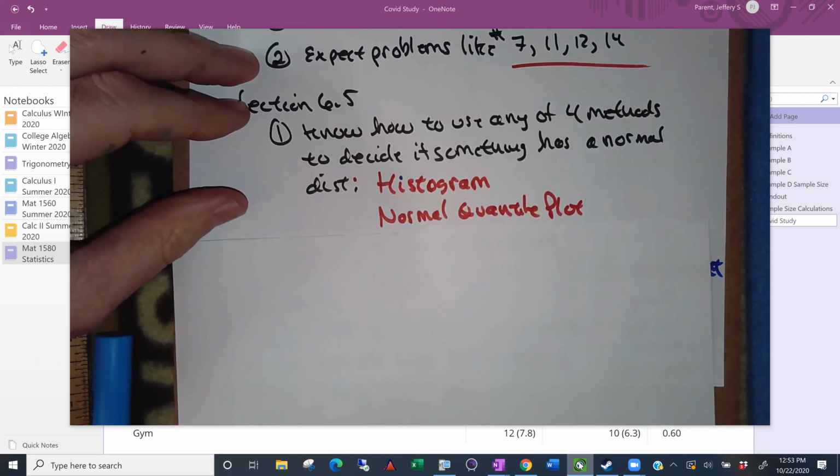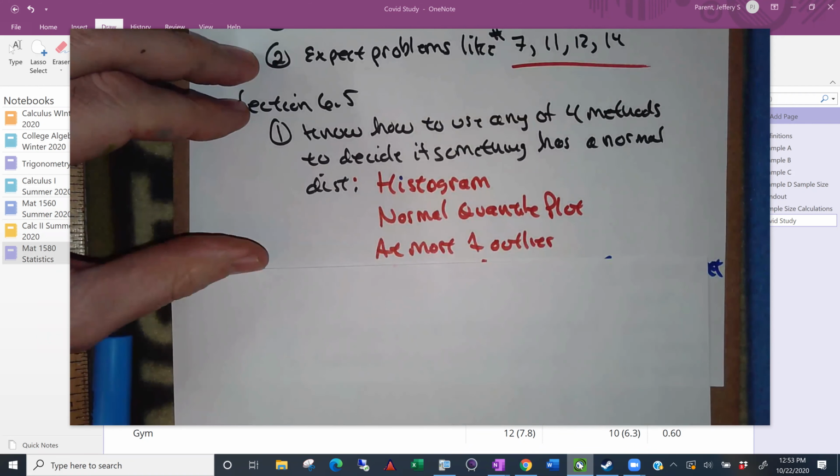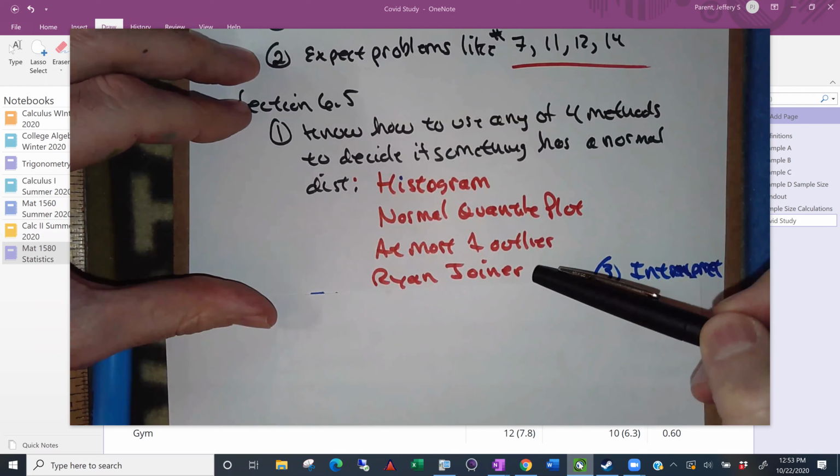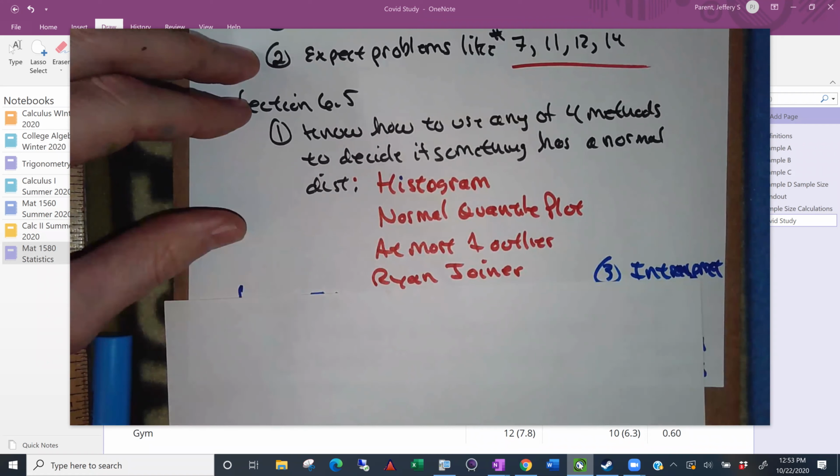Thank you. If there's at most one outlier, okay; if there's more than one outlier, then chances are it's not a normal distribution. And this you can get from Statdisk. It's your Ryan-Joiner test.